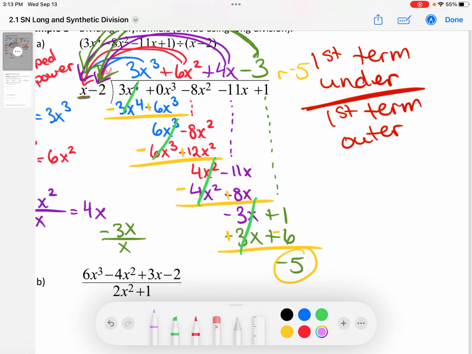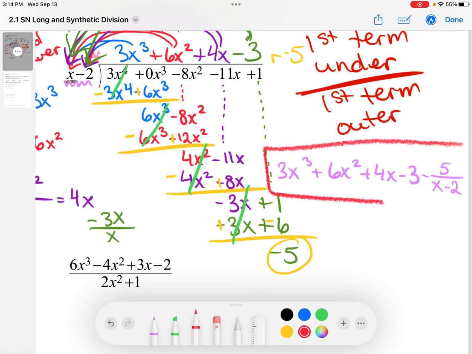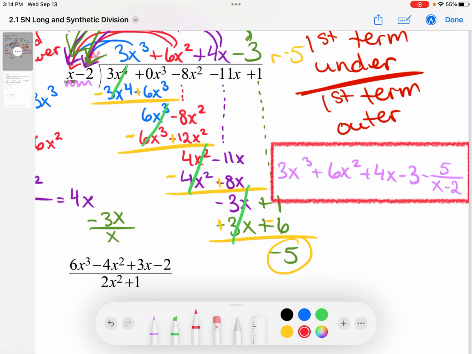So, to write the solution, write everything that's on the top. 3x to the third plus 6x squared plus 4x minus 3. And then the remainder, I have to scoot that over. And that remainder is a minus. And it's 5 for the remainder over this divisor, x minus 2. And this is our final answer. Ta-da!